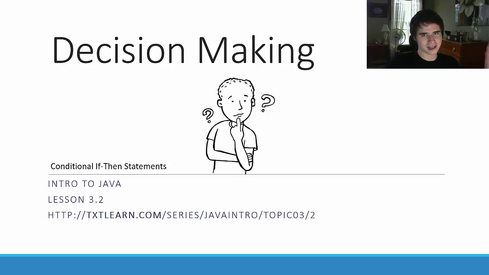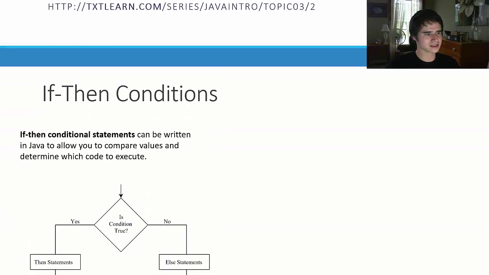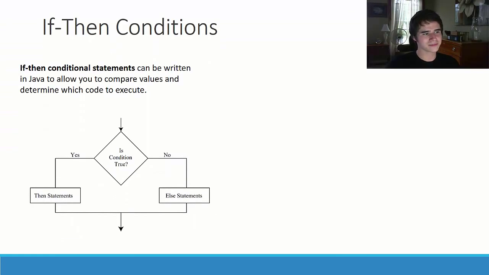Lesson 3.2 is on decision making. We will be talking about conditional if-then statements. If-then conditional statements can be written in Java to allow you to compare values and determine which code to execute. For example, anything that deals with computers really will want the computer to be able to make decisions based on input. So if one number is greater than 100, we might want to do one thing, and if the number is less than 100, we might want to do something else. If-then conditional statements would allow us to do this.